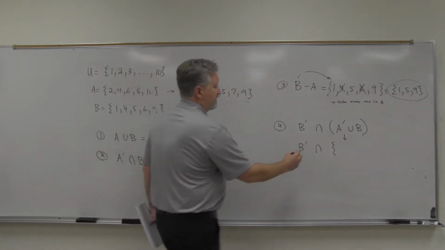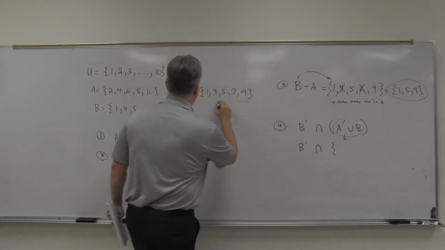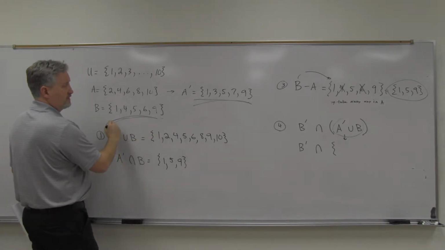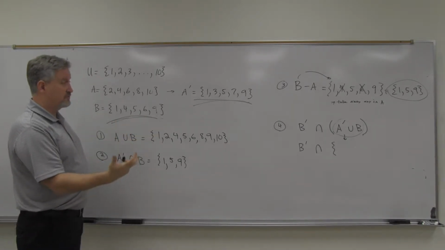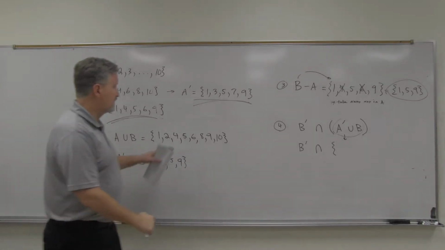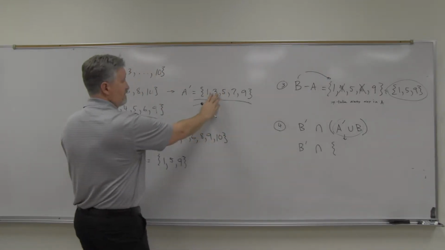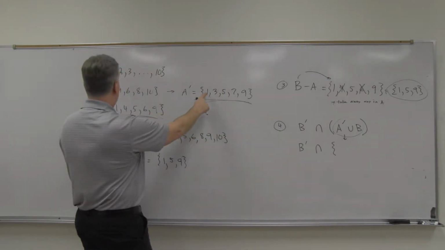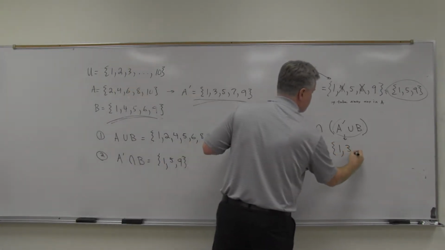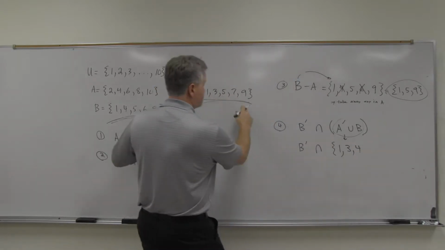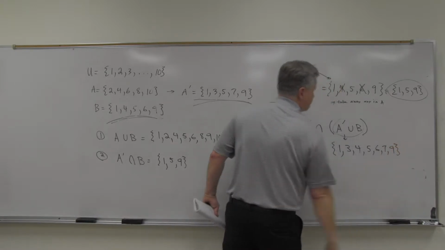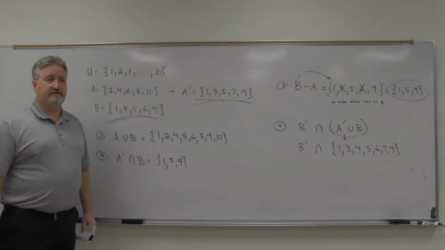All right, now, it's A complement union B, and so here's A complement right here. Here's B. I already used those two sets, but now I'm taking the union of those together. Union, we put both of those sets together, right? All right, so if I put both of these sets together, everything in this combined with everything in this, what have I got? 1, 3, 4, 5, 6, 7, 9. That's what the union of those two sets is.